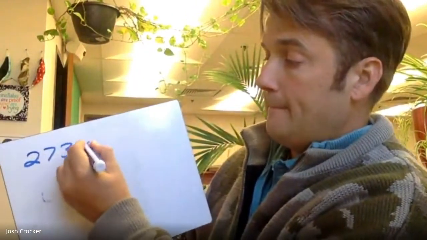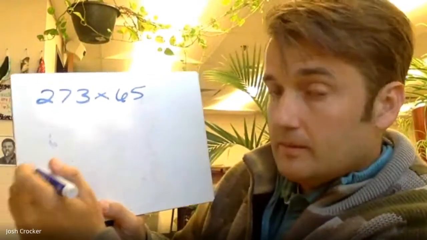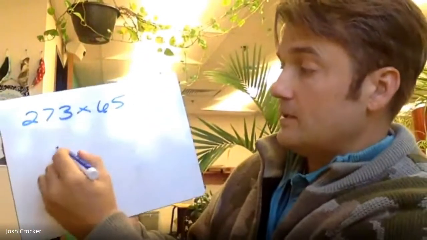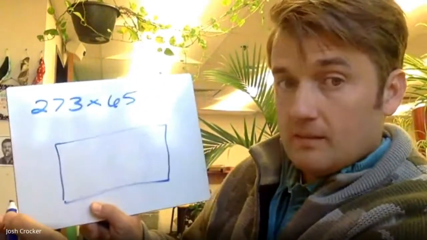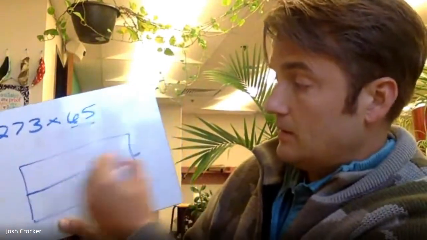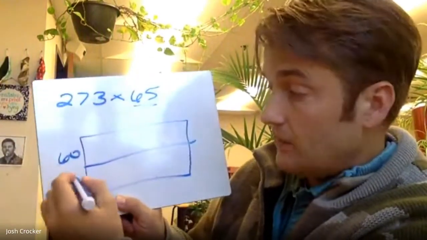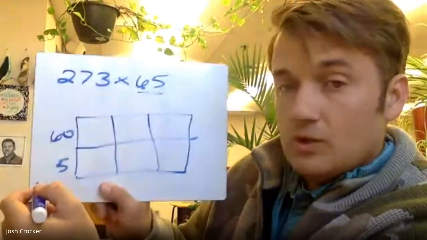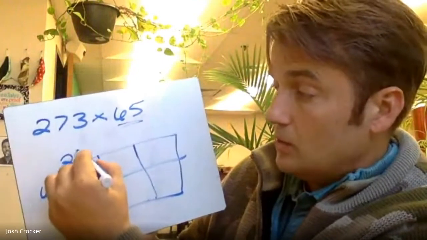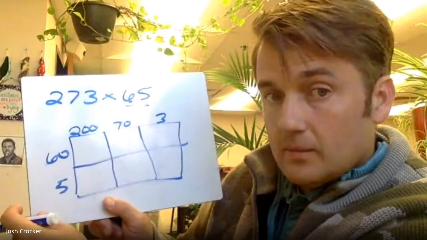So we could do the same thing if this was a 2-digit number. We just need to draw a rectangle that fits. So I went bigger this time because I've got 2 digits. Instead of just being 6, now it's 60 and 5. 65 is 60 and 5. 273 is 270 and 3. Place value.